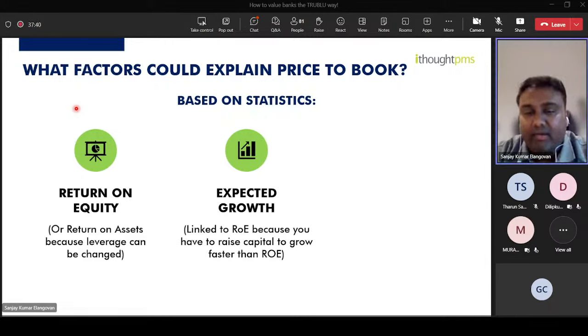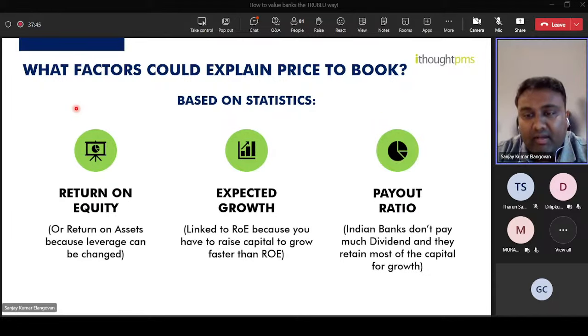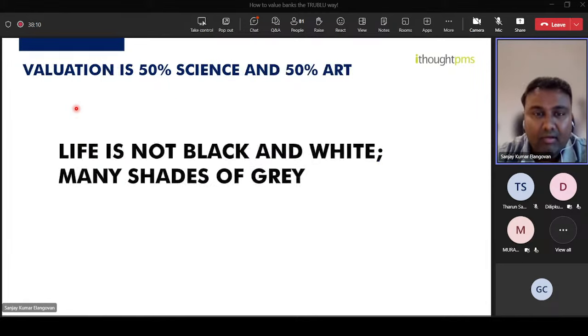And the second was expected growth, let's say for the next 3 years or the next 5 years. And finally, payout ratio. Payout ratio is significant, but it's irrelevant for Indian banks because all the top banks pay only 10 to 15% or max 20% of their profits every year as dividend. All the rest of the money they invest back in the business. So it's kind of irrelevant for Indian banks. So these are based on statistics, based on tests of significance.